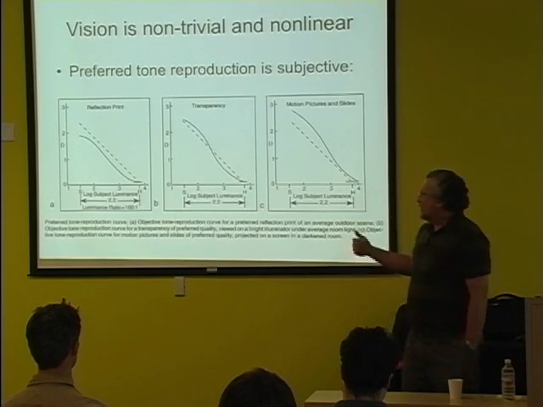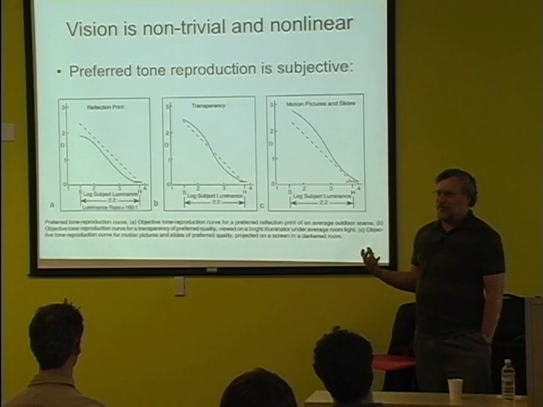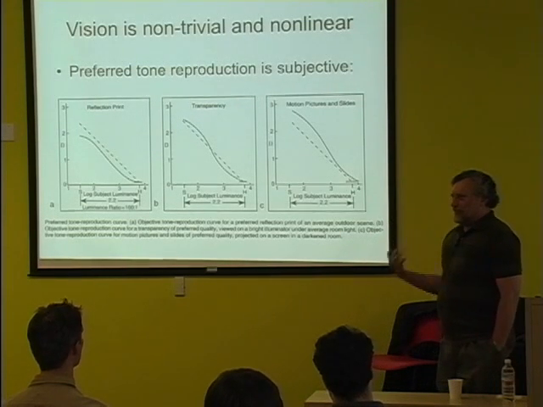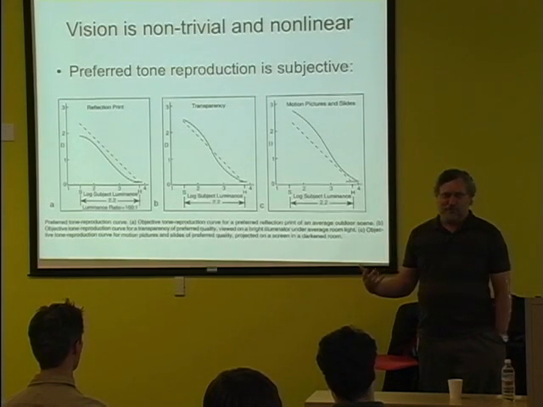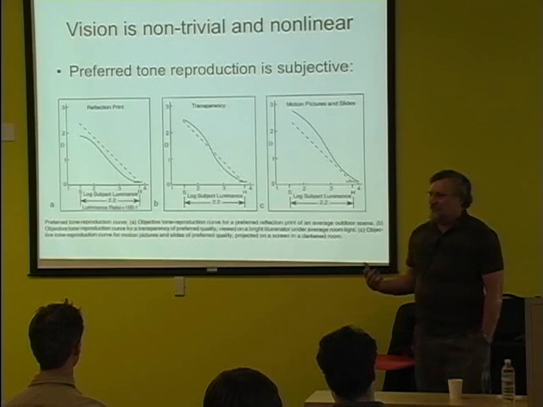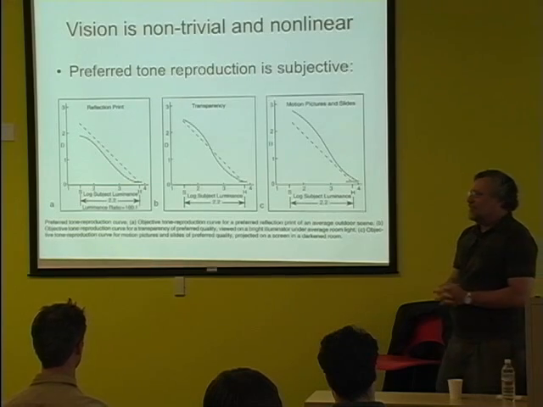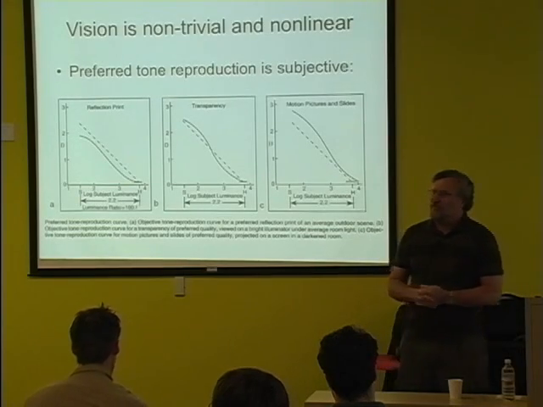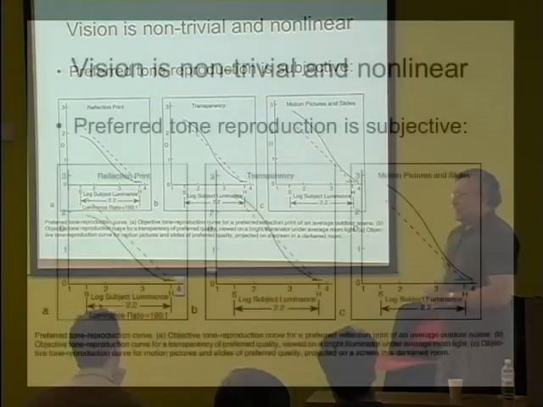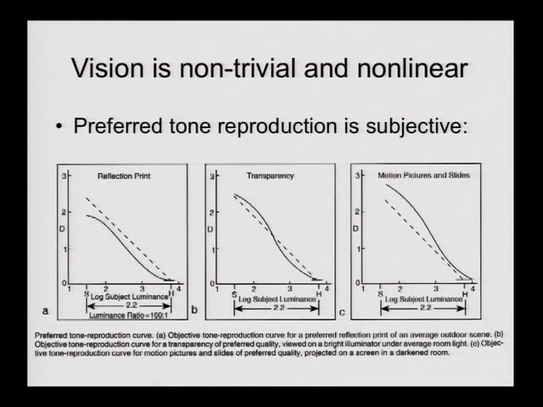So this vertical scale D is a logarithmic measure of objectively measured light coming out of your reproduction. And the horizontal axis is a logarithmic measure of the objective amount of light in the original scene. The dashed line would be what we call an objectively accurate tone reproduction. And the solid curves represent the kinds of tone renderings that are found to be preferred typically in photography.